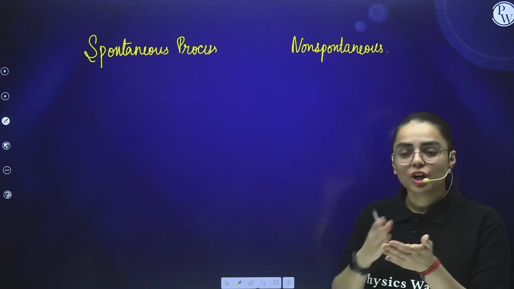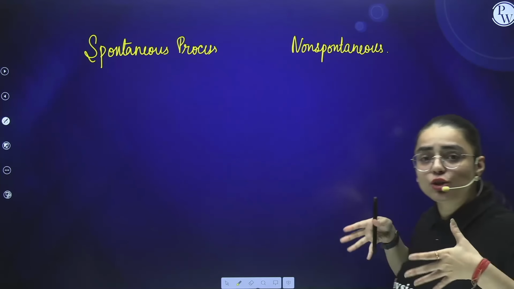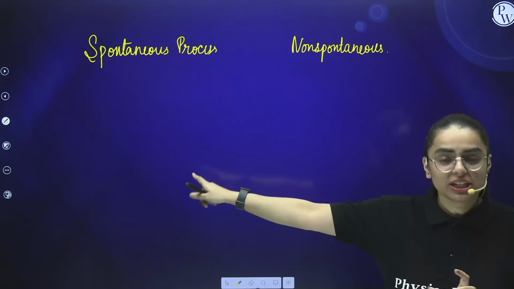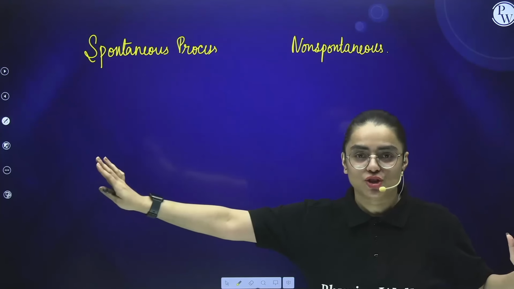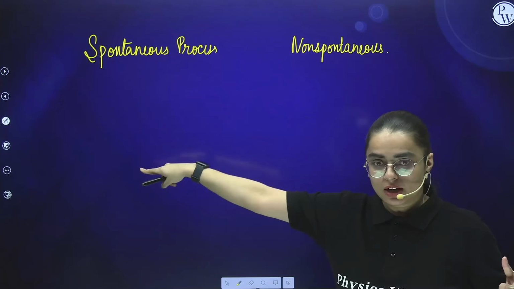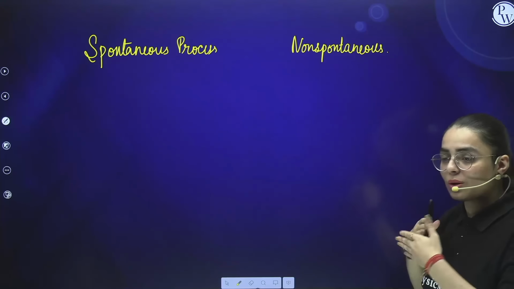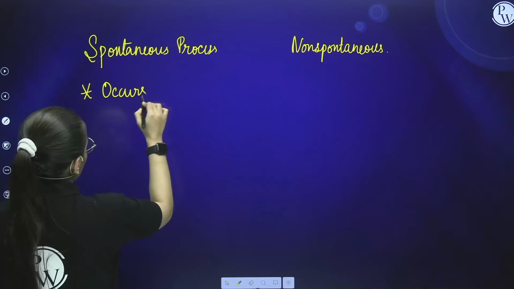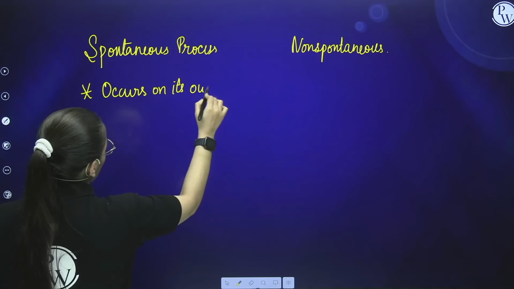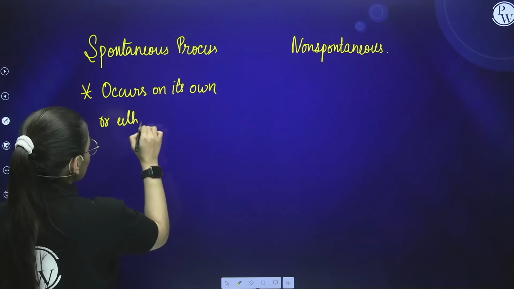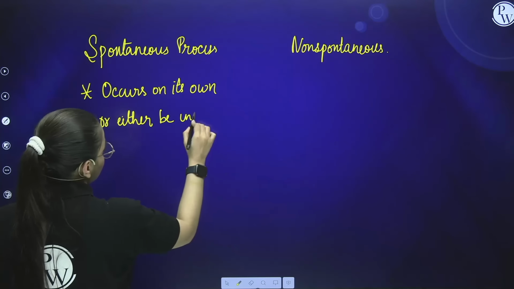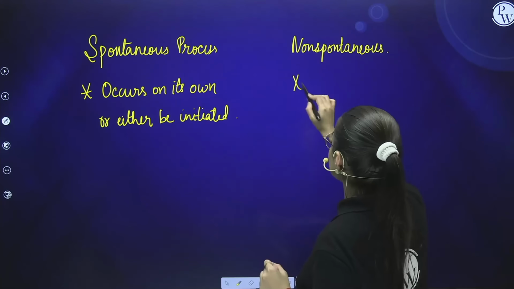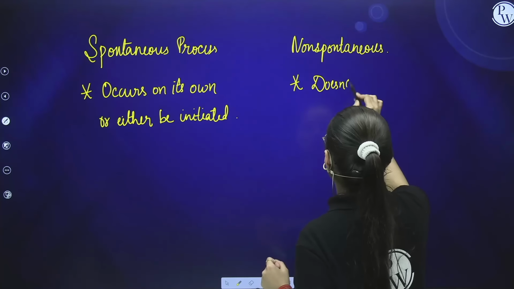We need something to at least initiate the reaction, to initiate and to complete the reaction. The spontaneous one can be initiated and proceed on its own, but the non-spontaneous one needs someone to complete the overall reaction. So we can write: it occurs on its own, or is just initiated. But the non-spontaneous one doesn't occur on its own.